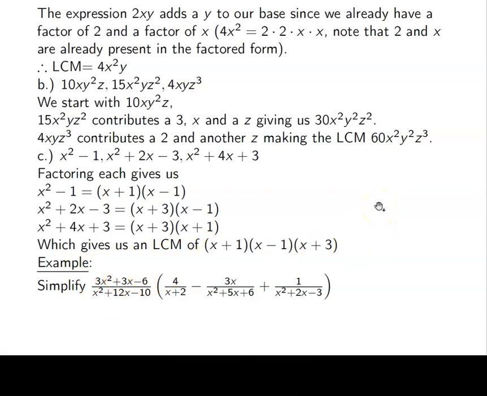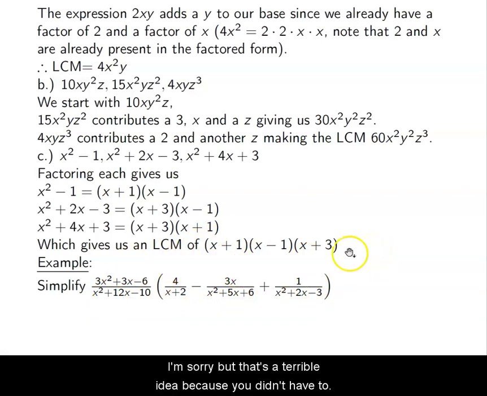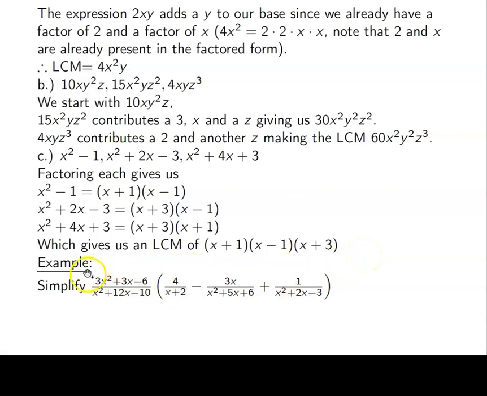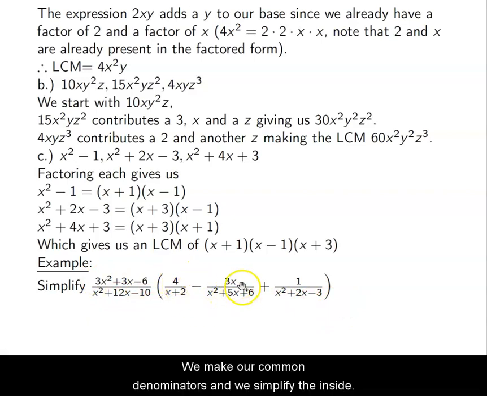Okay, they're polynomials. Now, you might be saying, I'm going to take this number and distribute it to all three, and then I'll add them, subtract them together, and what have you. I'm sorry, but that's a terrible idea. I mean, you can. I'm not going to knock you. You can do that, but it's probably not the best idea. Number one thing we're going to do, factor everything that we can. After we factor everything that we can, we make our common denominators and we simplify the inside.